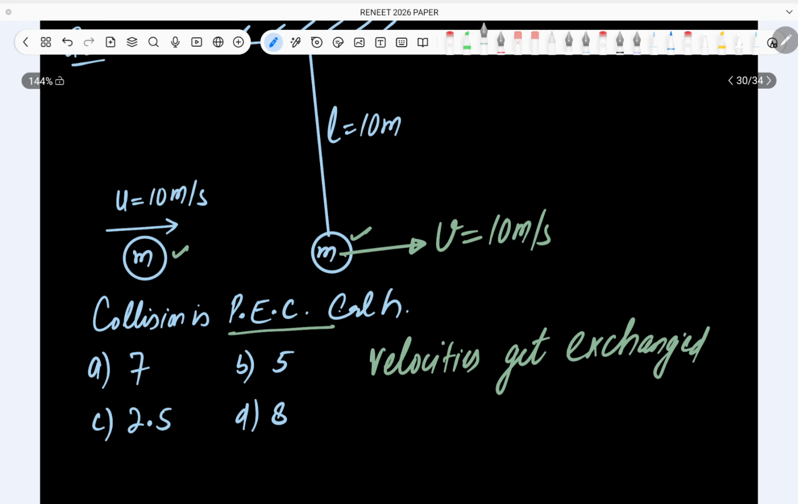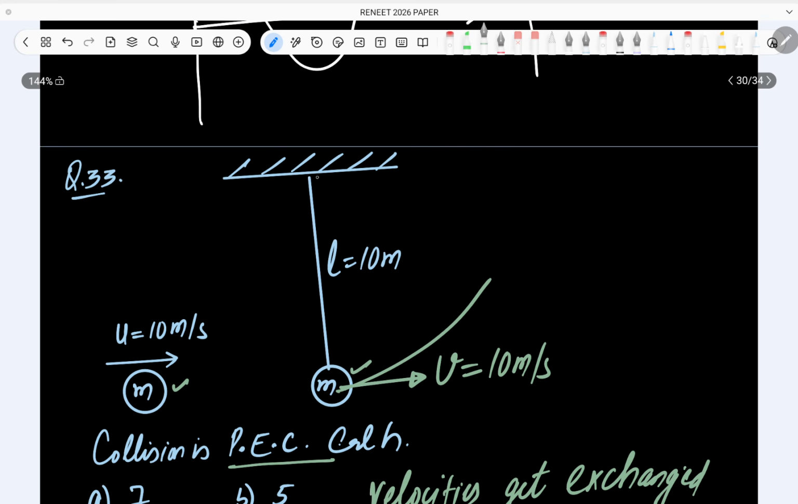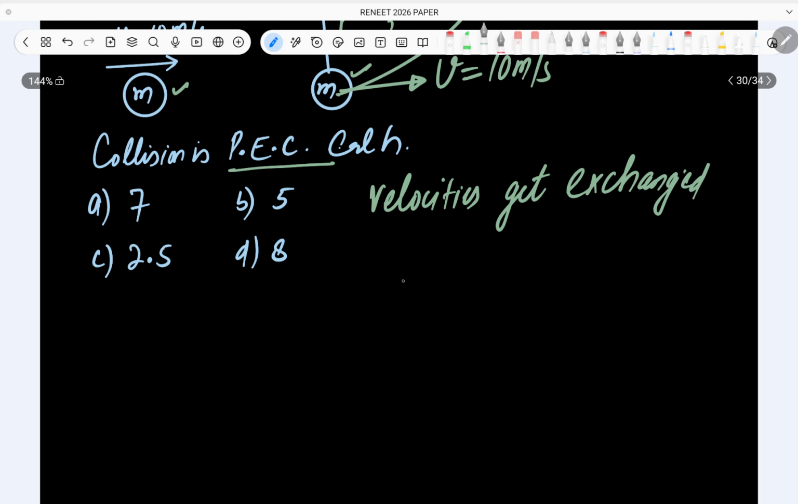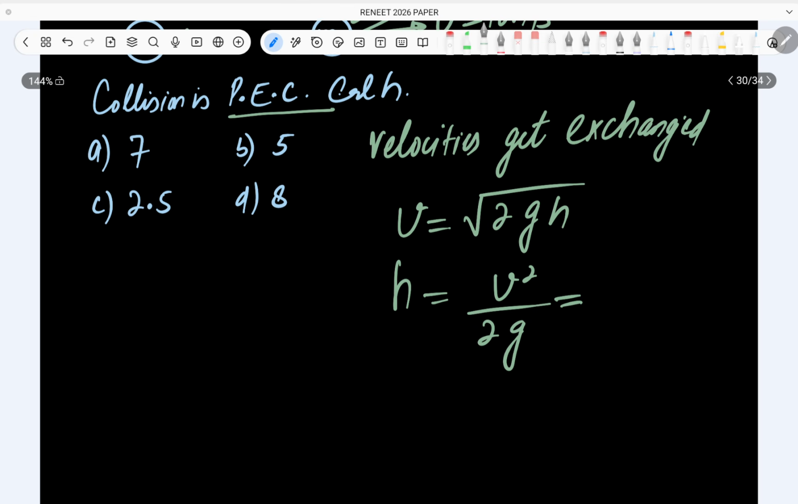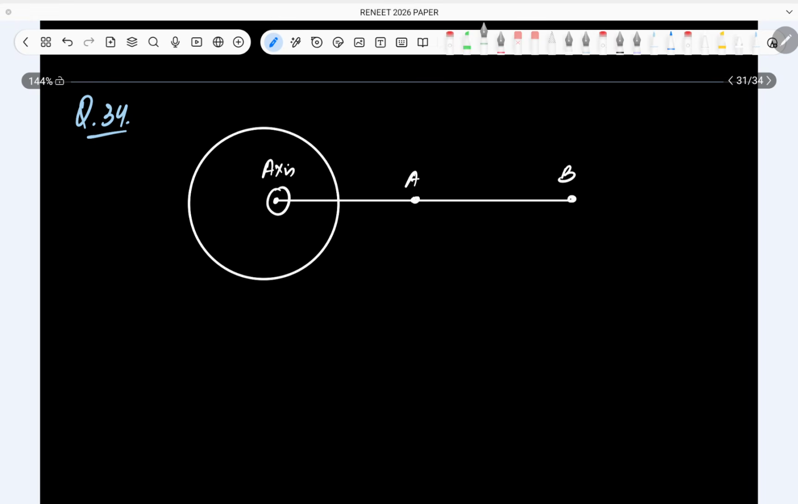Now we have to calculate up to what height this particle will climb. Okay, it will climb up to, for example, some height h, and we are supposed to calculate that. This v and h are always connected by this equation v equals under root of 2gh, which implies h is equal to v square divided by 2g, which we derive from energy conservation. Now what is the velocity? That is 10 square is 100 divided by 2 into 10, 10 10 cancel, it comes out to be 5 meters. 5 meters is the answer to this question.